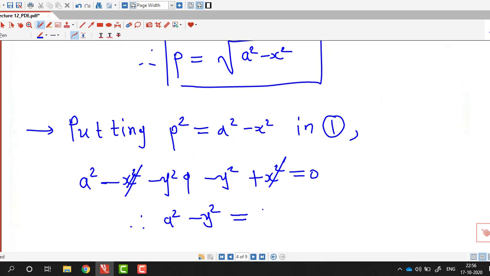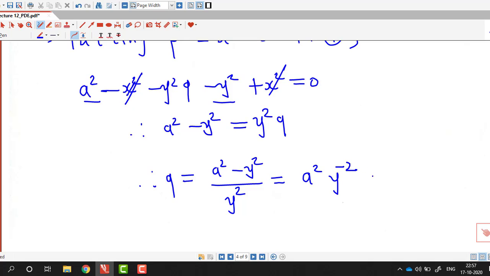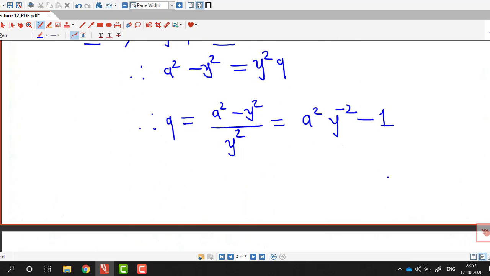minus y square. Okay, we combine these two terms and we take this term minus y square q on the right hand side, so it will be positive y square q. So we are interested in small q, so q will be a square minus y square divided by y square, and this we can rewrite as a square into y to the power minus 2 minus 1. Y square will cancel out. So therefore q is a square y raised to minus 2 minus 1.